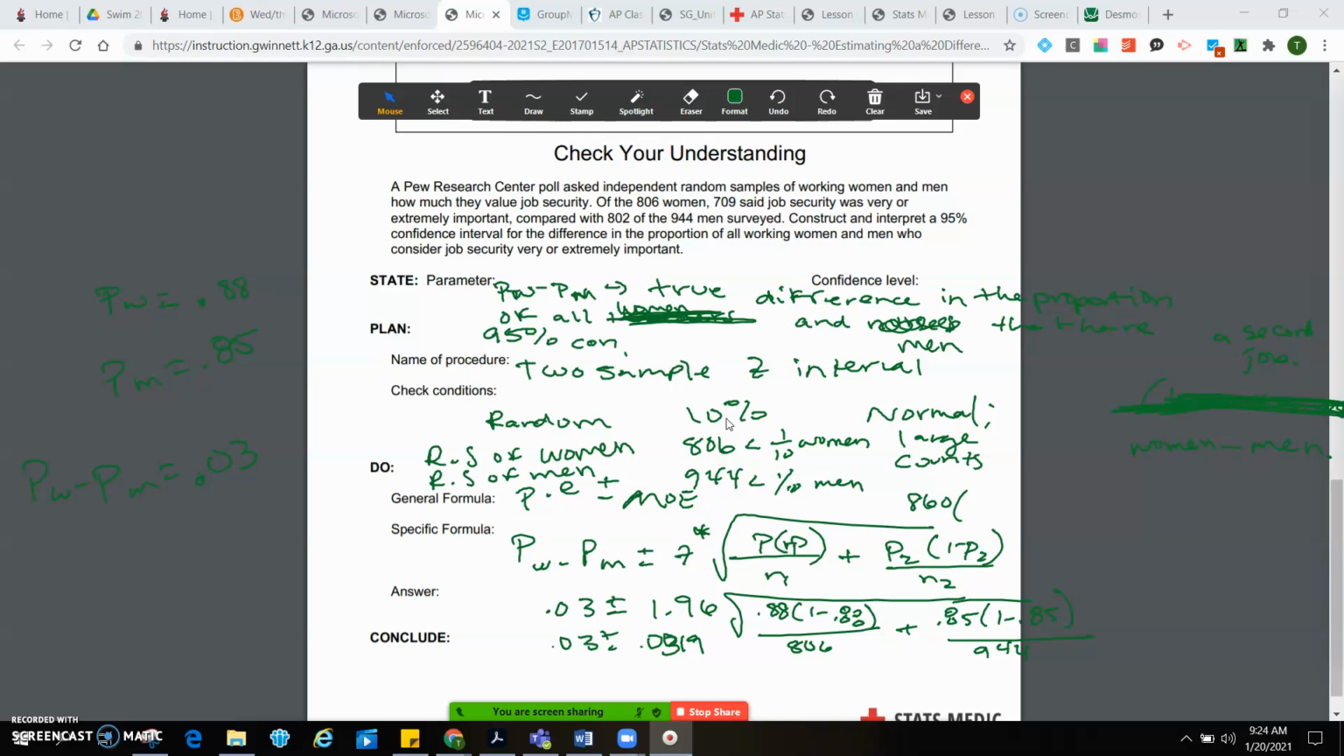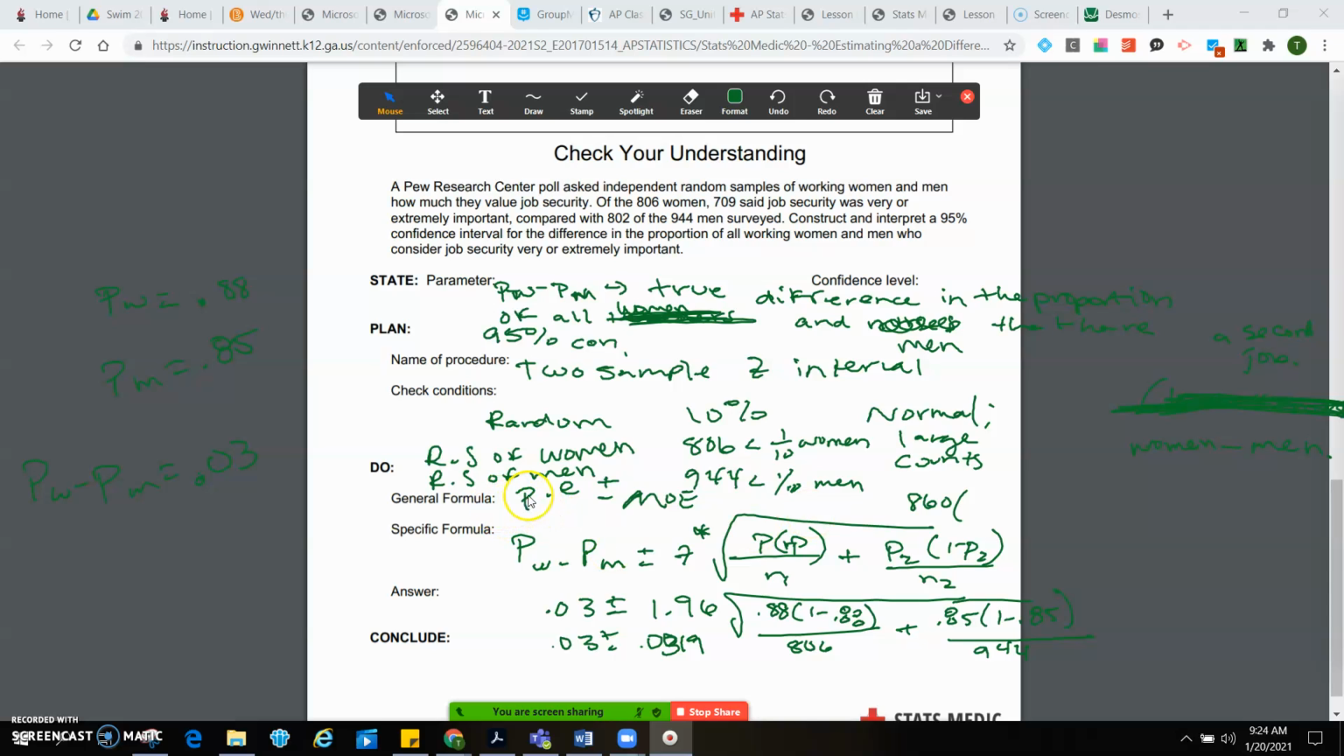Okay, so the true difference of all women and men that have a second job, that's what we're actually talking about in this. And so your name of your procedure is a 2-sample Z interval. You're going to check your conditions by saying that they're random samples of each, both men and women. You check your 10% condition and make sure that this number is 1/10 of all of the women. Normal large counts, you're going to include the whole N times P and then N times 1 minus P. Make sure those are both bigger than 10. I just ran out of room.